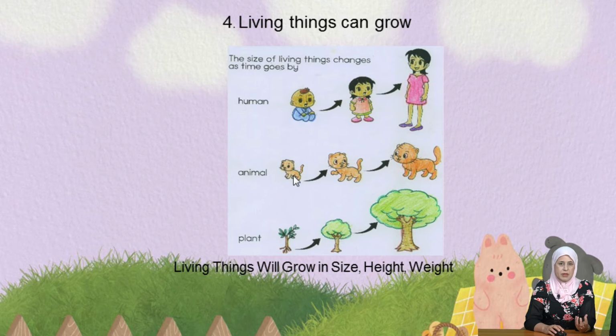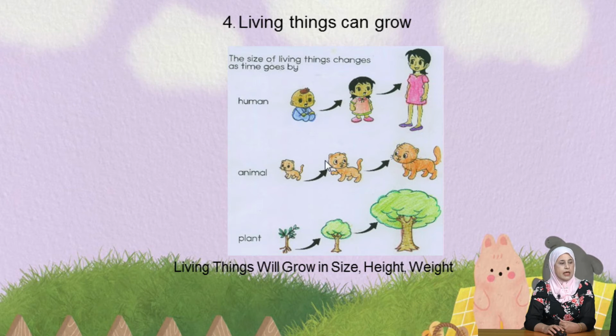Animal is the small baby, puppy. This is going to grow to young and then adult, okay? Small baby human, baby, and then have a young kid and child, and then have a young lady, okay? So we can see the three steps of the human, animal, and the plant.